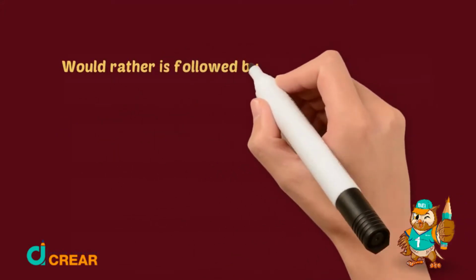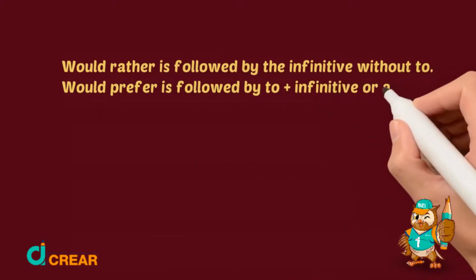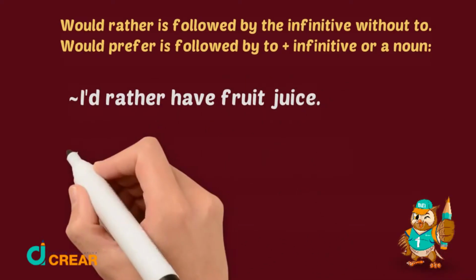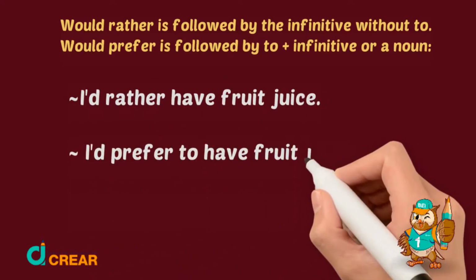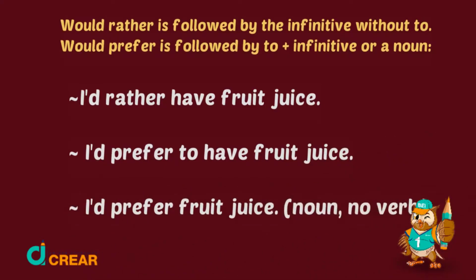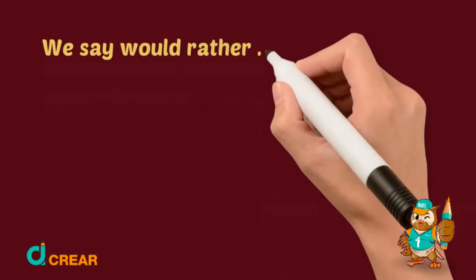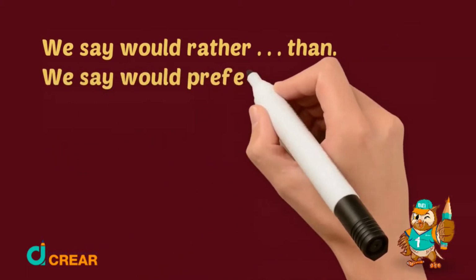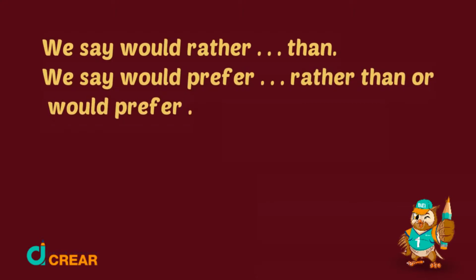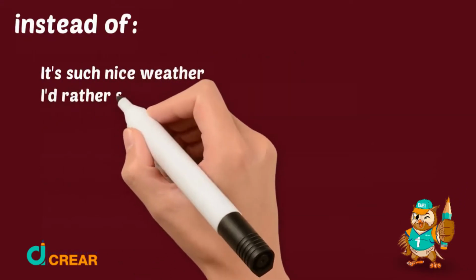Would rather is followed by the infinitive without to. Would prefer is followed by to plus infinitive or a noun. And the examples are I'd rather or I would rather have fruit juice. I'd prefer to have fruit juice, and I'd prefer fruit juice when we have the noun or no verb. Also, we say would rather than when we are using comparatives, and we say would prefer rather than or would prefer.